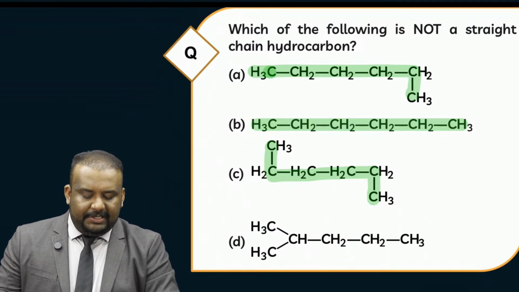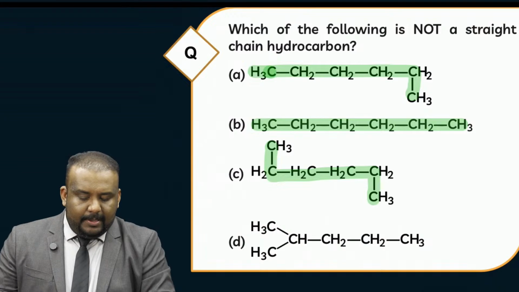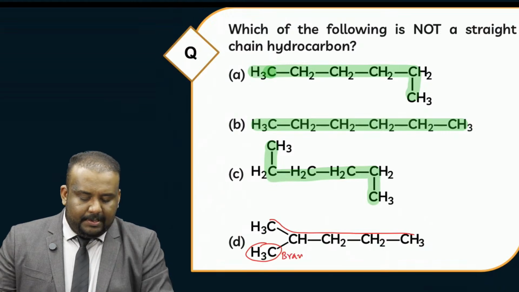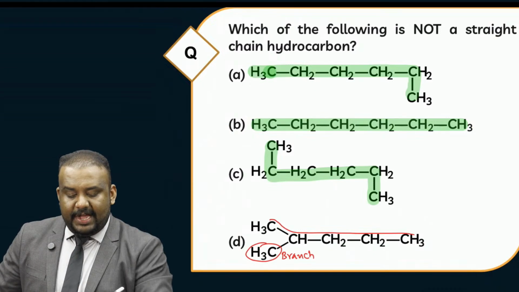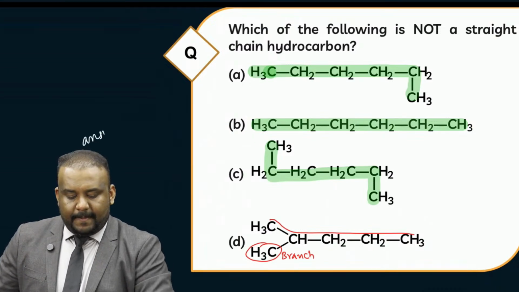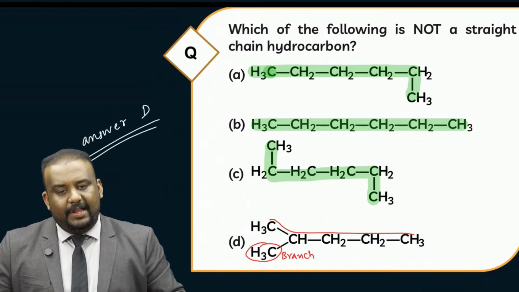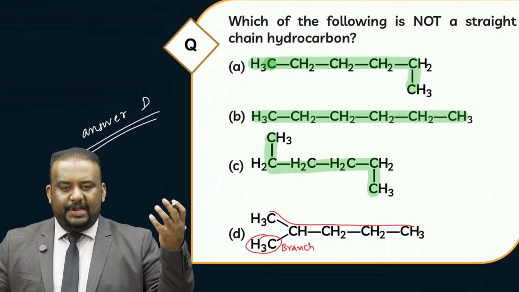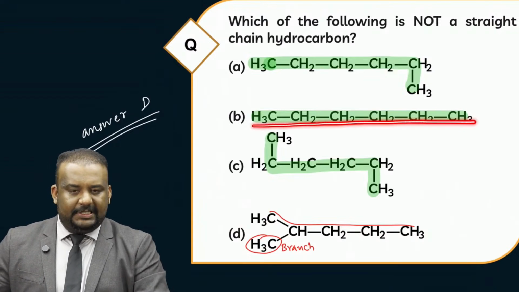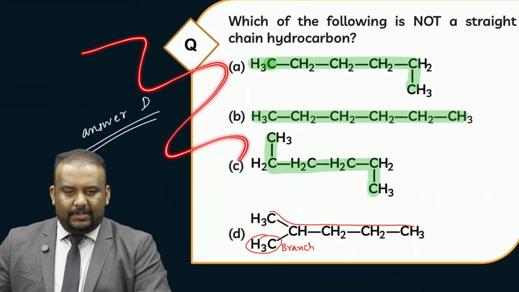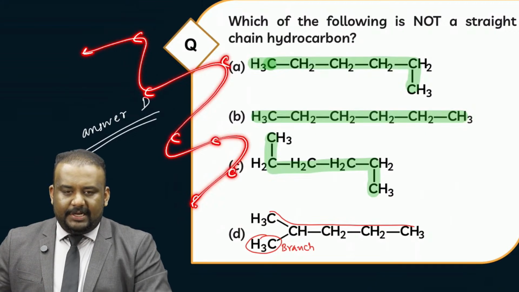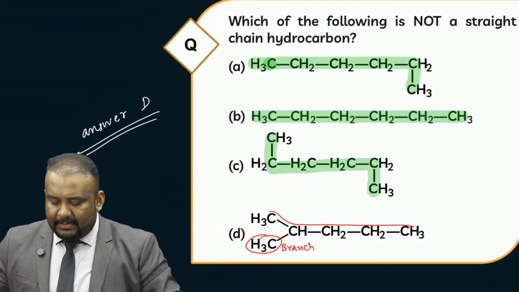But in the next compound, you see what is the problem? Here, this is a longer chain, but this is a branch. So you are not getting it at a stretch. So the answer is D. It is not a straight chain. See, some of you have a notion that straight chain compounds have a straight shape. No. Even if the shape is like a snake, it doesn't matter. Straight chain means the carbon should be connected at a stretch. It should be continuous. That's all. Clear?